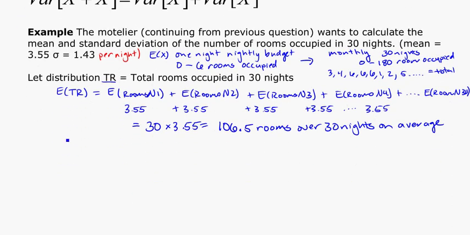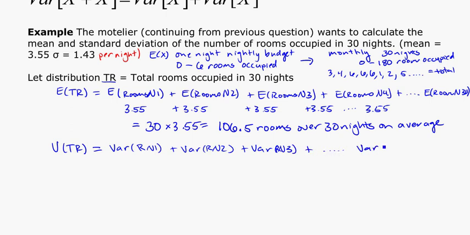So where things get different for us, because up until this point, everything's been the same as before. That formula doesn't really change. It's still just the 30 times the number of rooms, or the expected value for one room. But where things are different than before is now that we're talking about variance. So that's the variance of the rooms on night one, plus the variance of the rooms on night two, plus the variance of the rooms on night three, and on it goes to the variance of rooms on night four, oops, on night 30, all the way to the end.